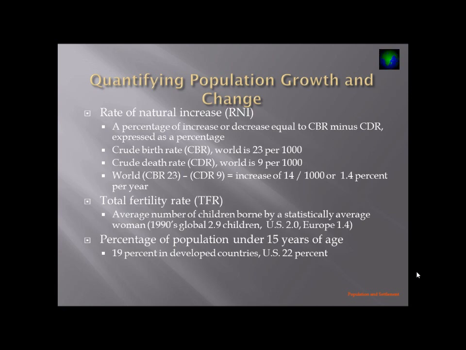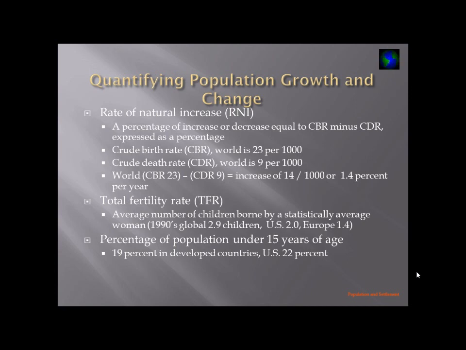countries, US is 22%. Percentage of population under 15 years of age is important because 15 years of age is globally, culturally, and physically, I know you can have children earlier than that, the culturally and physically accepted general age where humans enter into the reproductive cycle, and it has to do with how many children are going to be born in a society.